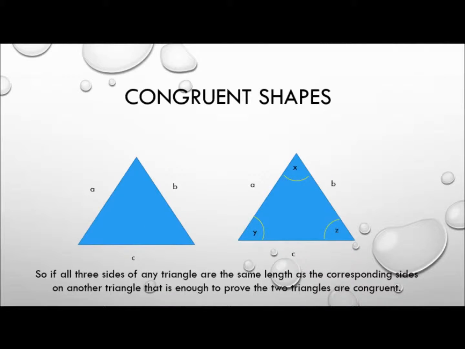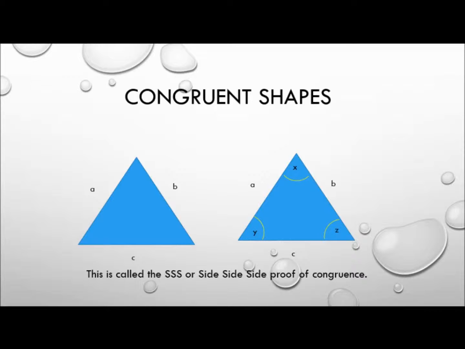So if all three sides of any triangle are the same length as the corresponding sides on another triangle, that is enough to prove the two triangles are congruent. This is called the side-side-side, or SSS, proof of congruence.